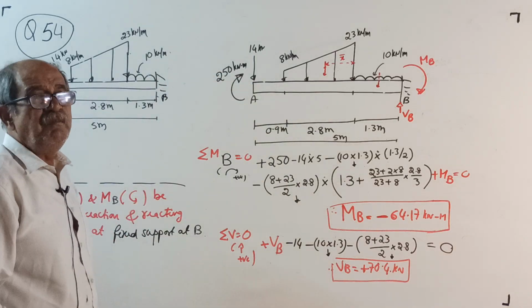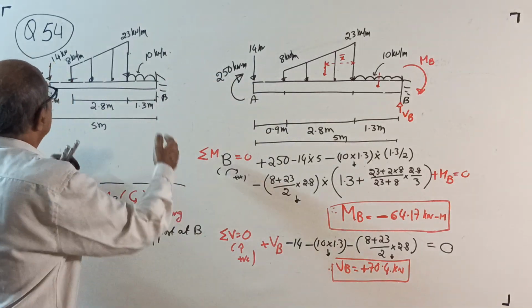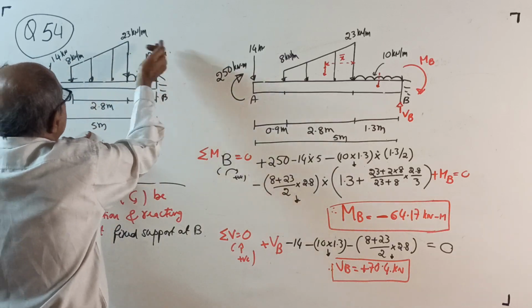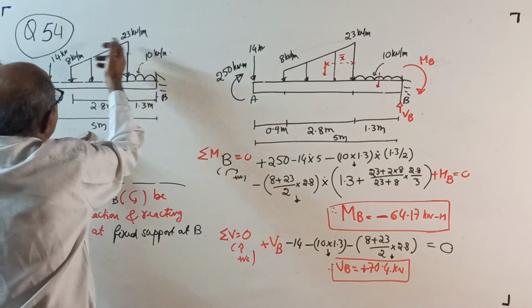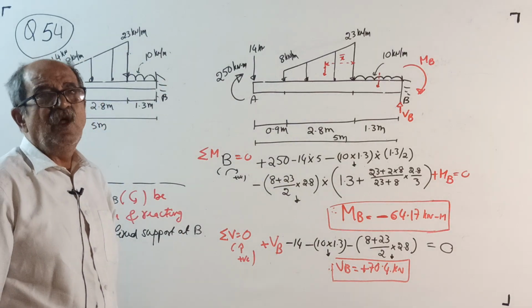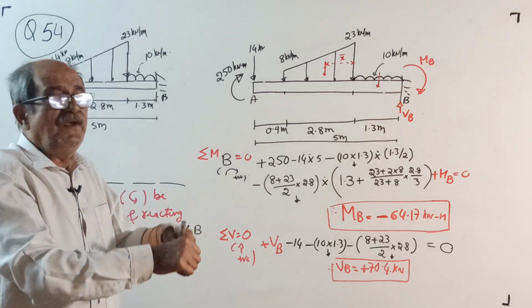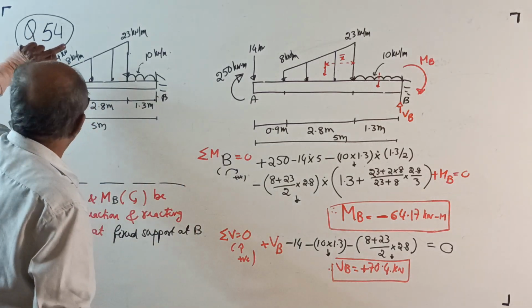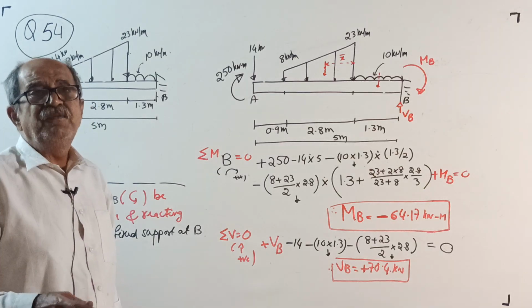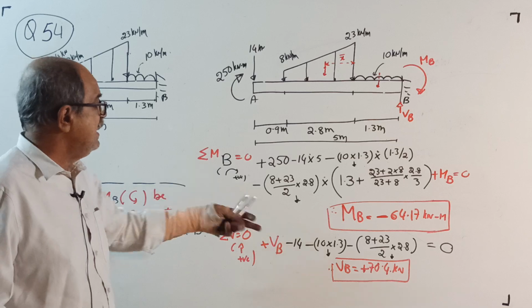See now, why MB clockwise? Somebody may ask. See here, this UDL will create anti-clockwise. This also will create anti-clockwise. This also will create anti-clockwise. So three types of loads are creating anti-clockwise. To balance, you require clockwise. But one clockwise couple is there. For that clockwise couple, you require anti-clockwise. You have to verify which is bigger. Nothing to worry, it will come in the equation.